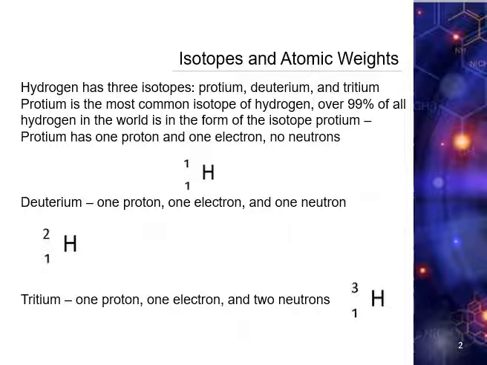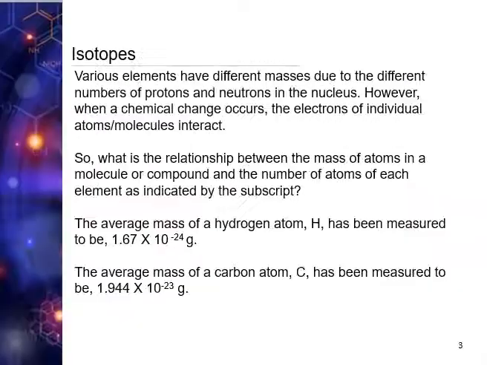Deuterium has one proton, one electron, and one neutron. Tritium has one proton, one electron, and two neutrons. If it has one proton, it is the element hydrogen. Various elements have different masses due to the different numbers of protons and neutrons in the nucleus.